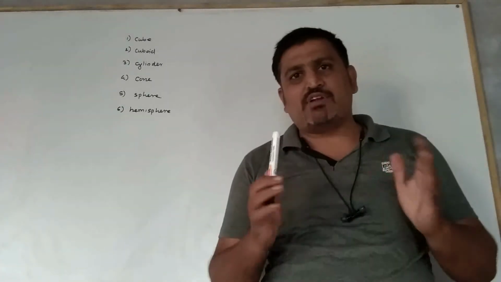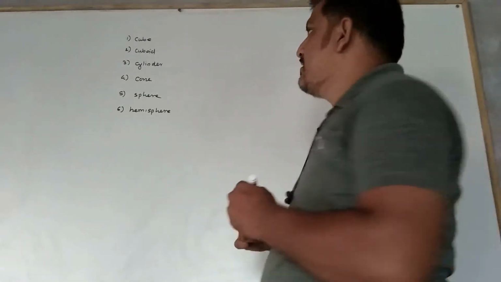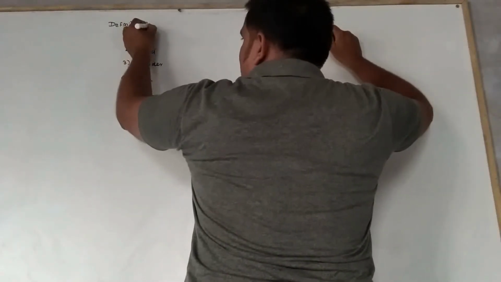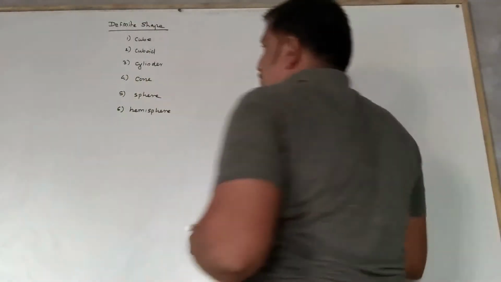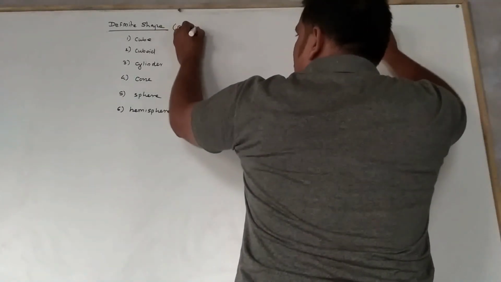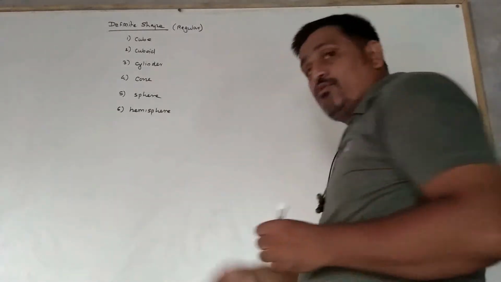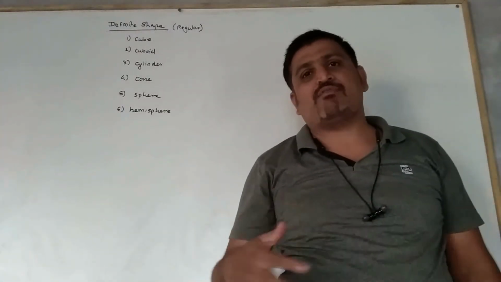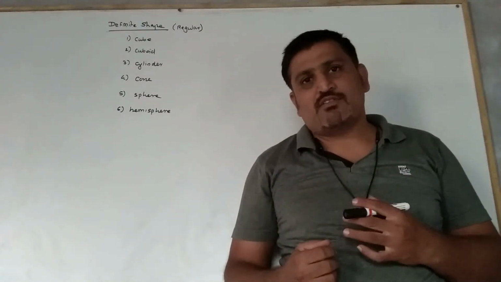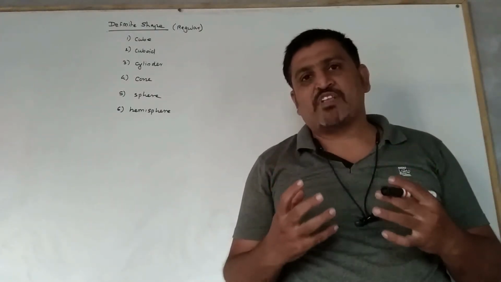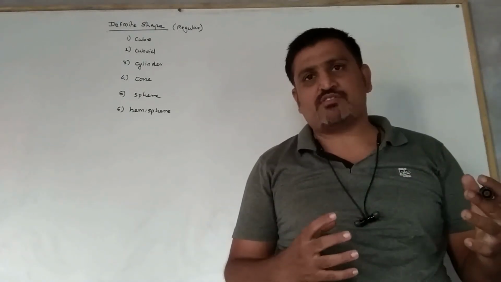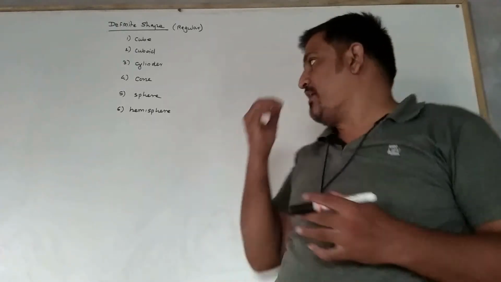In mathematics you have studied all these bodies; they have definite shapes. So I can say regular shape bodies have a definite shape. The second type of bodies have irregular shapes. Then how can we determine the density of substances having regular shape or irregular shape? So let's see.